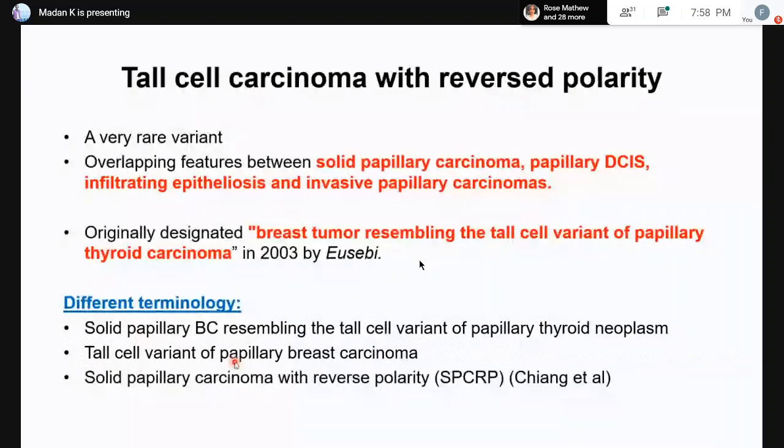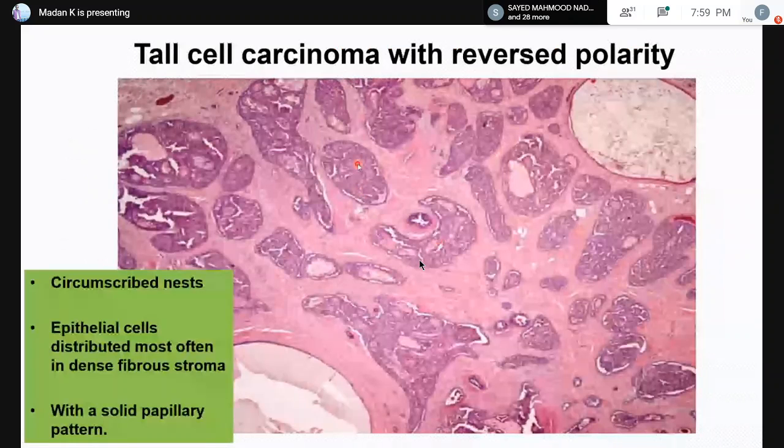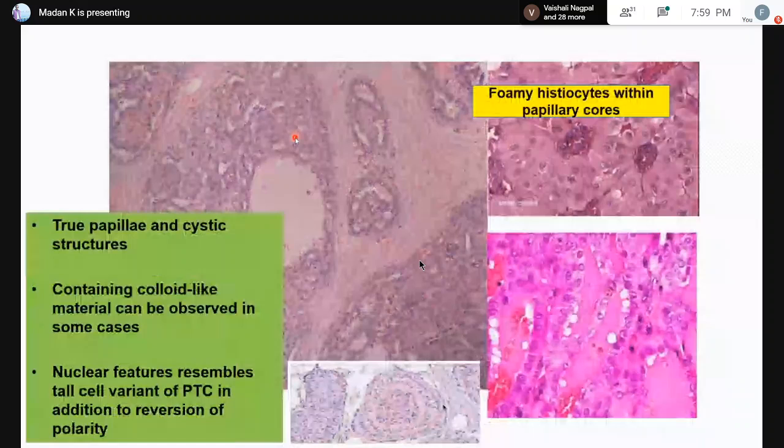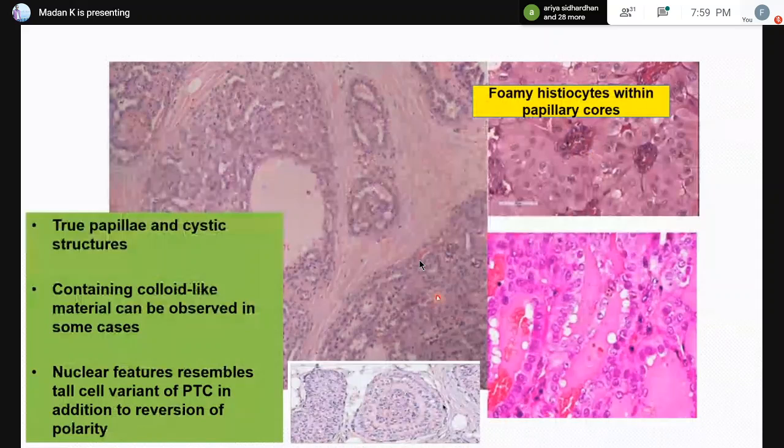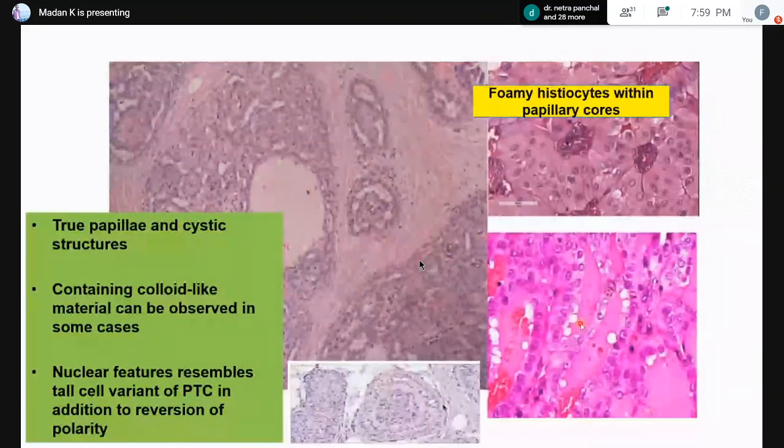Coming to histomorphology, the tumor cells are arranged in circumscribed nests, solid pattern, and some cribriform pattern, and these nests are separated by dense fibrous stroma. At higher power, we can appreciate that these tumor cells also show some true papillae with fibrovascular core and some foamy macrophages within the papillae. There are also multiple cystic spaces as seen here and here, and at places the cystic spaces show colloid-like material. Moving to the nuclear features, they resemble that of the tall cell variant of papillary carcinoma thyroid as seen here, except for the reversal of polarity, which is not seen in tall cell variant of papillary carcinoma thyroid.